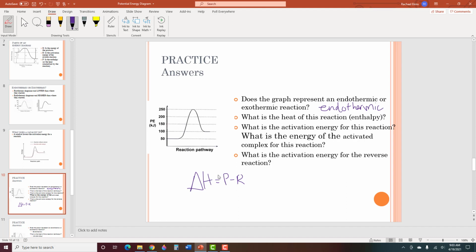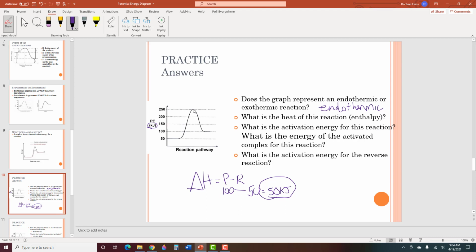So this time 100 is the P, and then the R energy is 50. And so this is 50. And then the unit here that we're going to use for most of these is kJ for kilojoules. So you should always put units on your answer. So this one here, what is the heat of the reaction or enthalpy? It is 50 kilojoules.